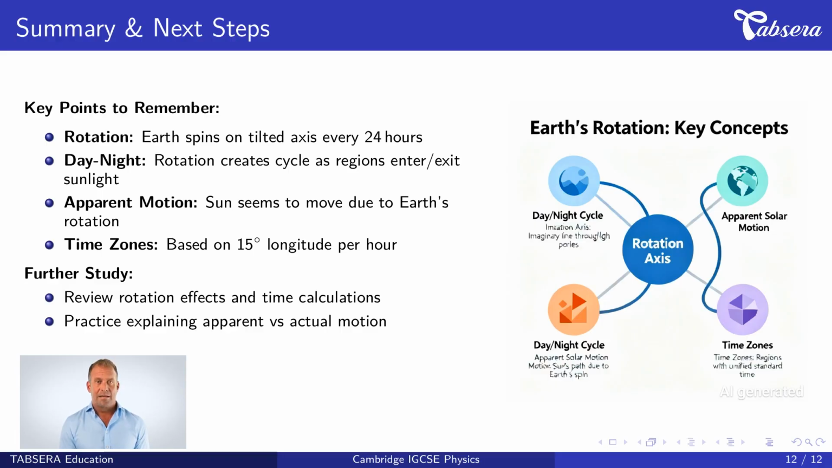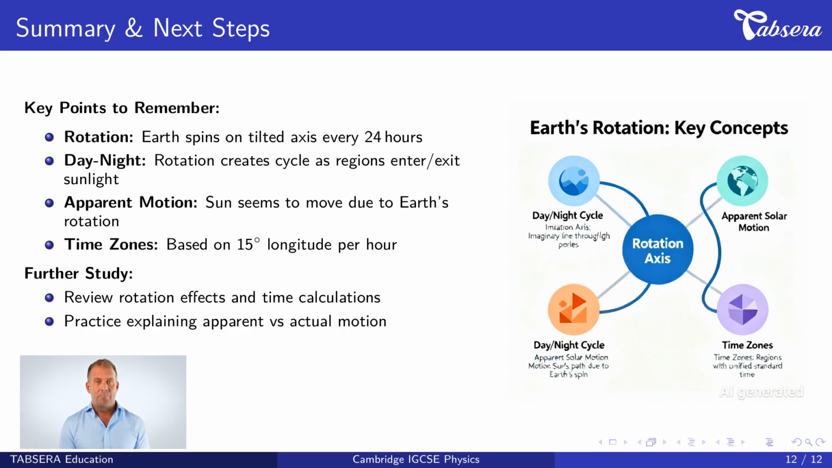Let's summarize today's lesson. The key points to remember are, first, Earth's rotation. Our planet spins on a tilted axis every 24 hours, creating the fundamental cycle that governs life on Earth. This rotation is continuous and has been occurring for billions of years. Second, the day-night cycle. Rotation creates this cycle as different regions enter and exit sunlight. Half of Earth is always illuminated while the other half experiences night.